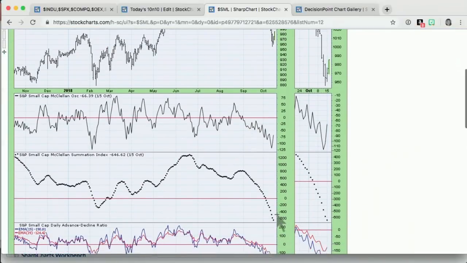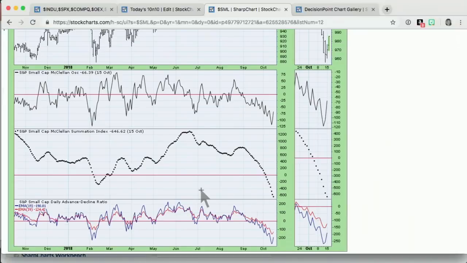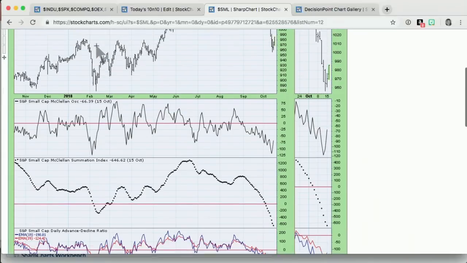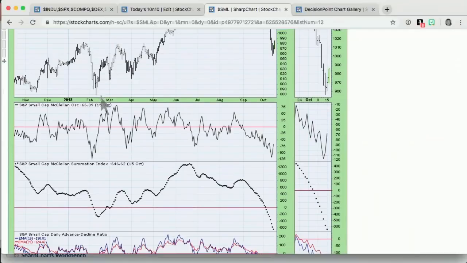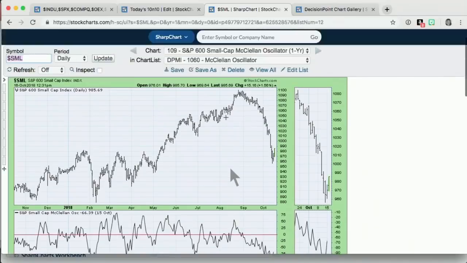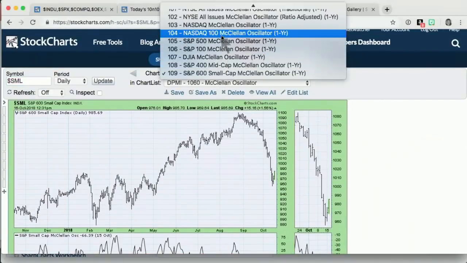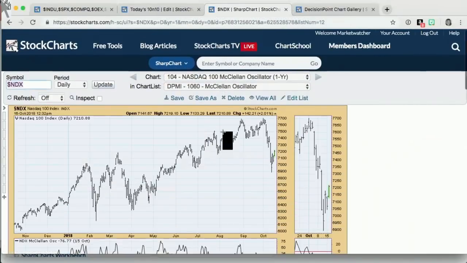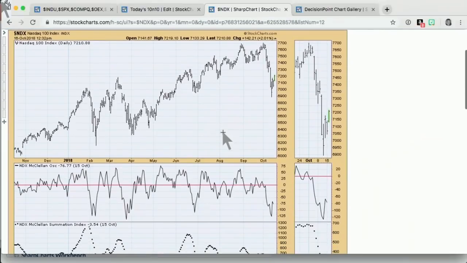Wow, look at that Summation Index. Clearly very, very oversold in the small caps. We had a condition back here where the McClellan Oscillator was hitting lows we had not seen since that big correction back in January, February. So again, we can look at the various ones. I told you we'd concentrate a little bit more on the Nasdaq.